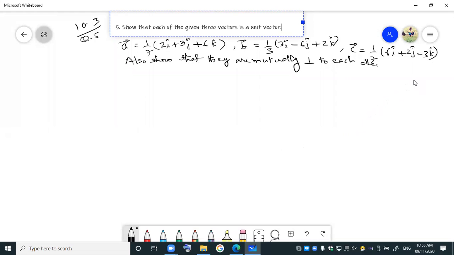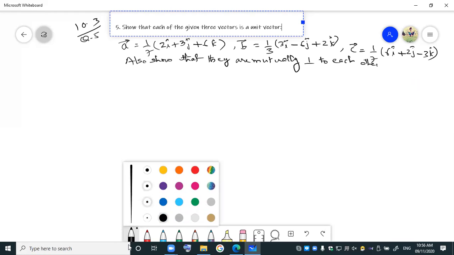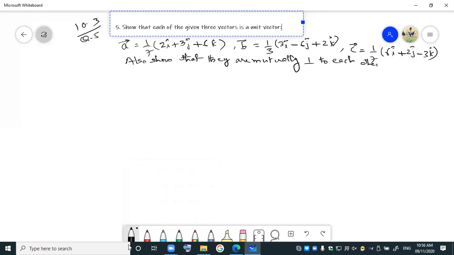Question number 5, exercise 10.3. Show that each of the given vectors is a unit vector. Vector A is 1 by 7 (2i plus 3j plus 6k), vector B is 1 by 7 (3i minus 6j plus 2k), and vector C is 1 by 7 (6i plus 2j minus 3k). Also show that they are mutually perpendicular to each other.